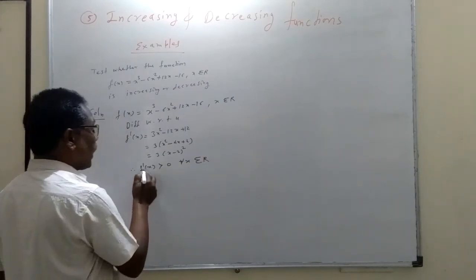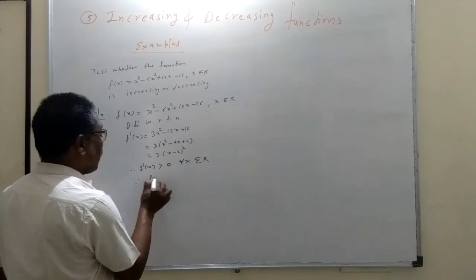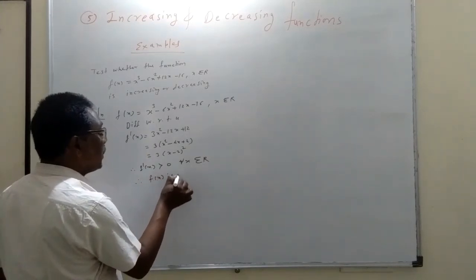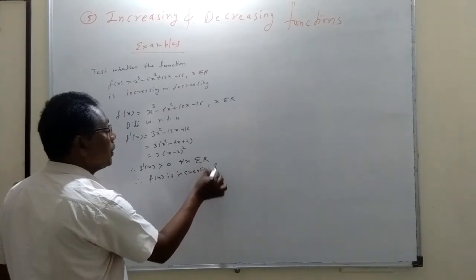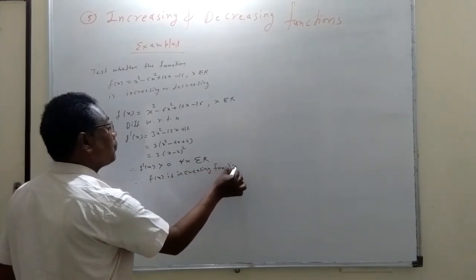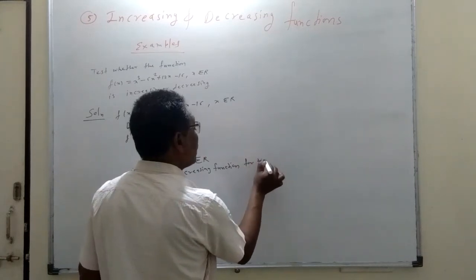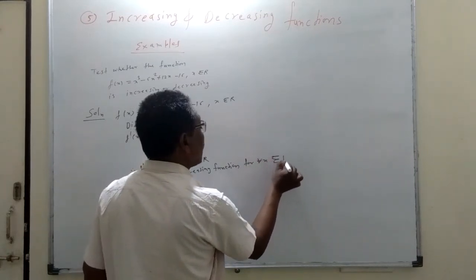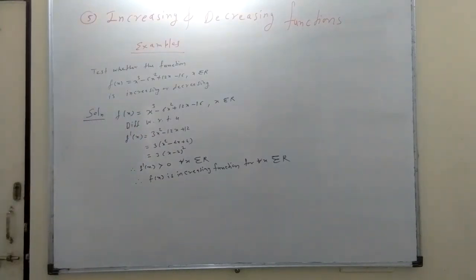And therefore, as f dash x is always positive, therefore f of x is an increasing function for all x belongs to R. So always function f of x is an increasing function.